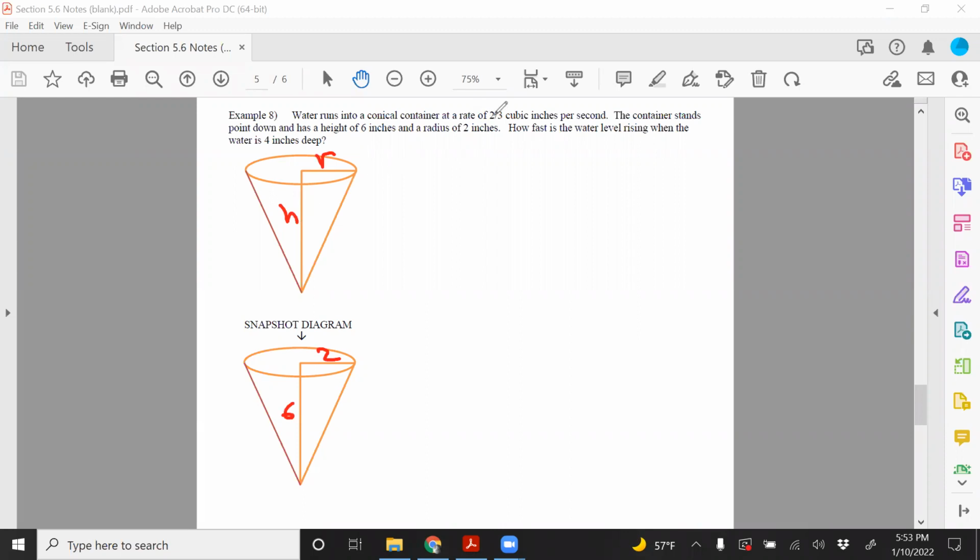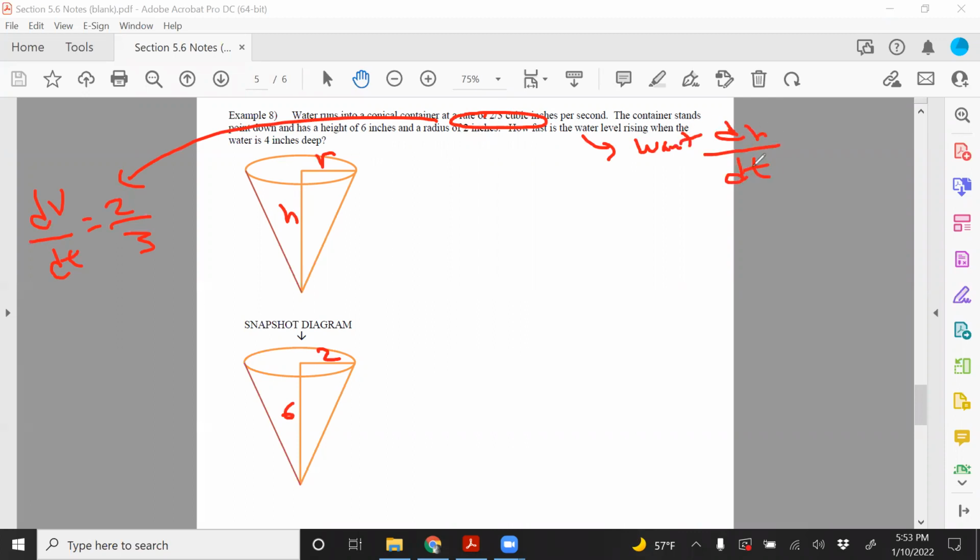And this right here, just so you know, is dV over dt, which is 2/3. And it's gaining, not losing. So you're not draining water, you're putting water in, so it's a positive rate. How fast is the water level rising? So they want dH over dt.